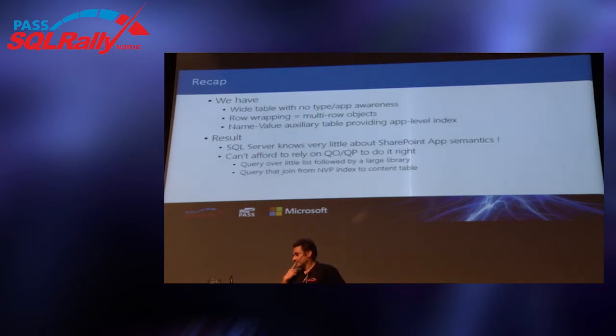So to recap, we have a wide table with no type awareness. We have row wrapping, multi-row objects, and we have name-value pairs. So the result is that SQL Server knows very little about what's going on in SharePoint. It cannot use the query optimizer or the query plans to do it right.